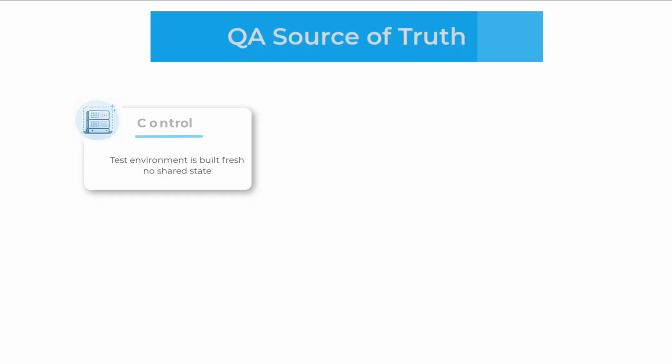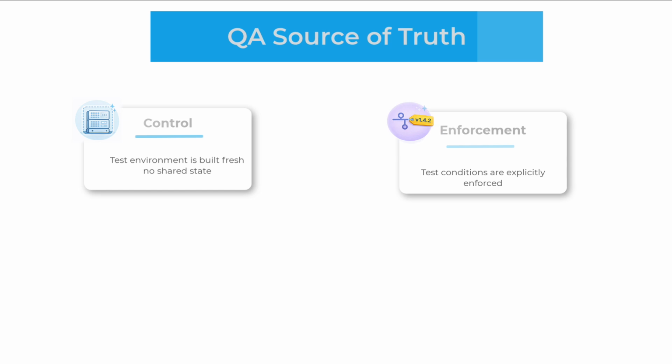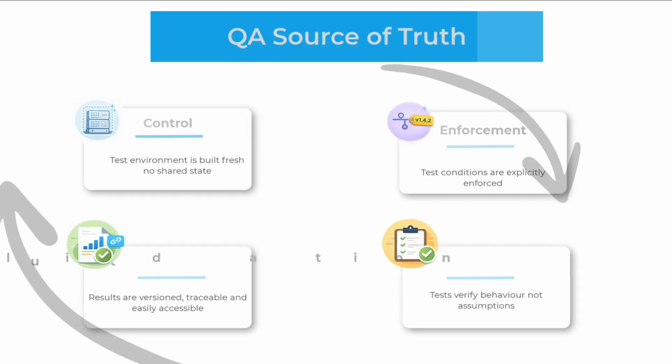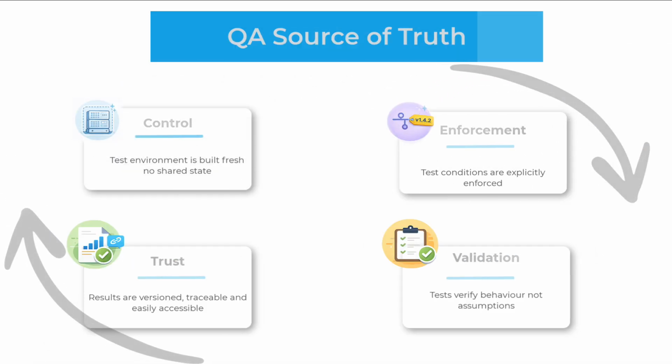And this is what modern QA looks like, guys. The environment is controlled, the version under test is visible, the execution is enforced, and the results are traceable. This is QA's source of truth.